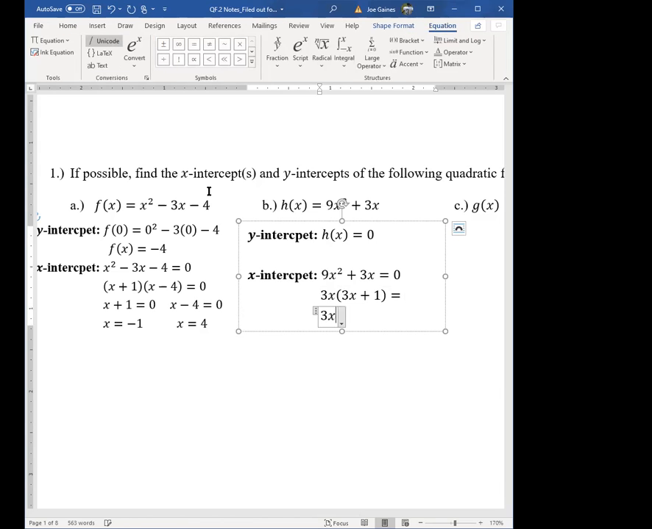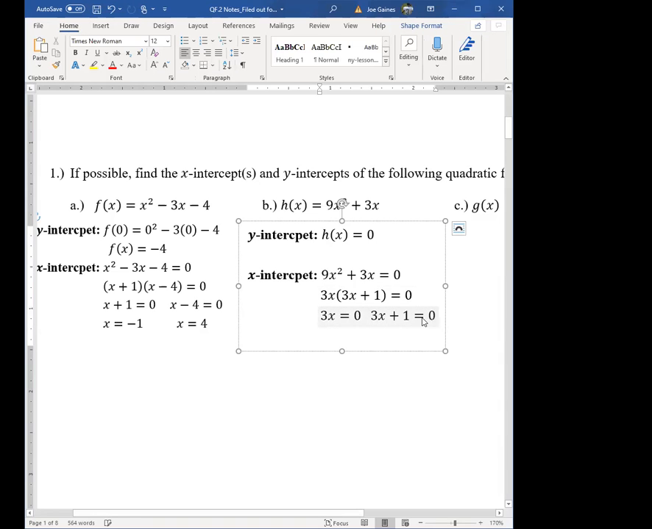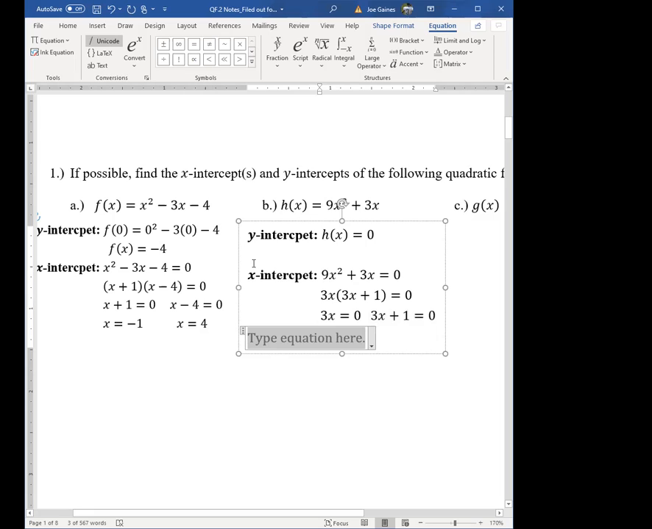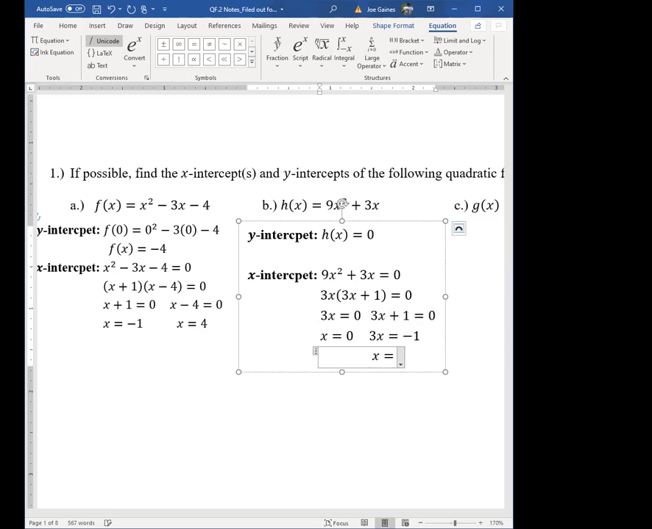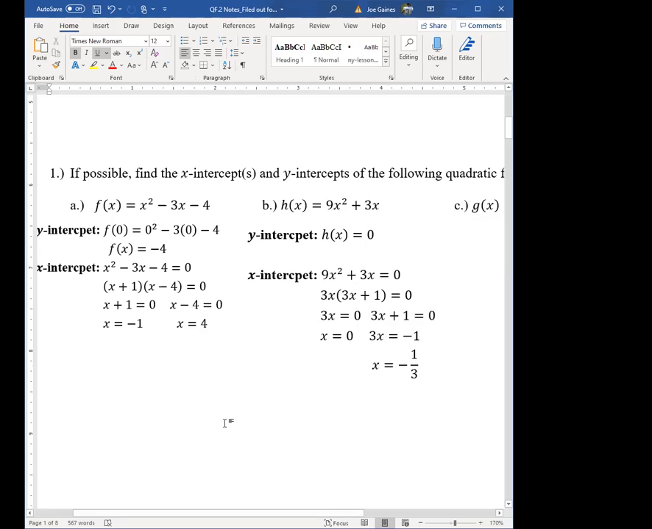So I would get 3x equals 0, and I would get 3x plus 1 equals 0. Then I can solve these two equations individually. So divide by 3 in my first equation, and I would get that x equals 0. Then I could subtract 1 in my second equation to get 3x equals -1, and then divide by 3 to get that x equals -1/3. So here we can see some skills that we used in previous lessons to find the y-intercept and the x-intercept. Let's go ahead and take a look at another example.